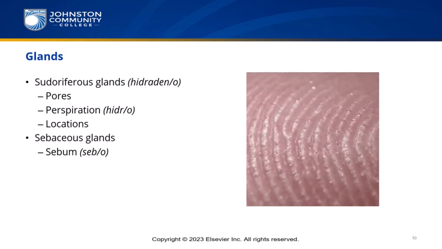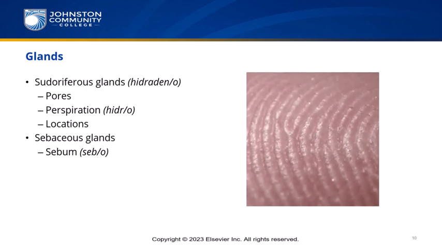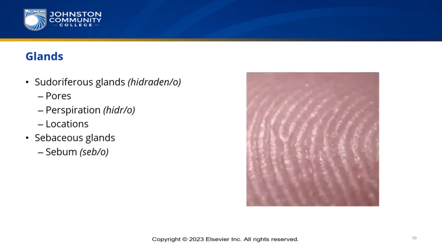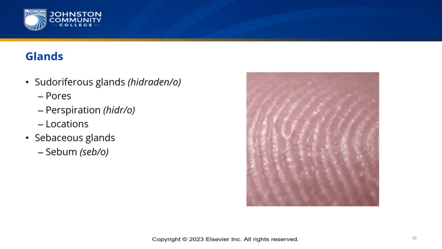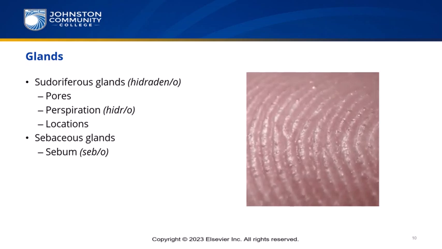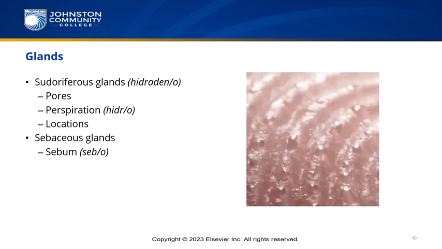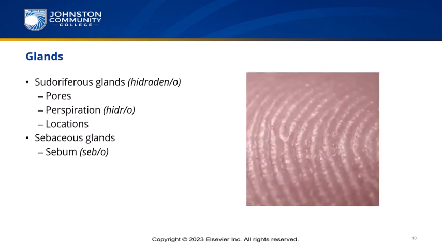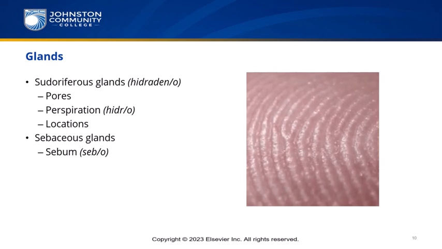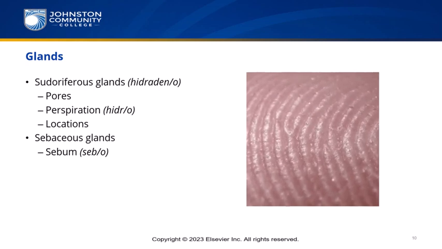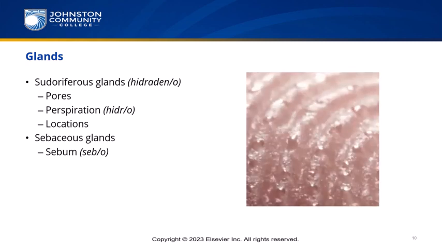Also called the sweat glands, are instrumental in the regulation of body temperature. Note that the combining form for sweat glands is hydroadeno, a composite of hydro for sweat and adeno for gland. You may see the term sudor used to mean sweat, but it is rarely used. Perspiration is a much more common term, and it occurs through tiny openings in the skin called pores.